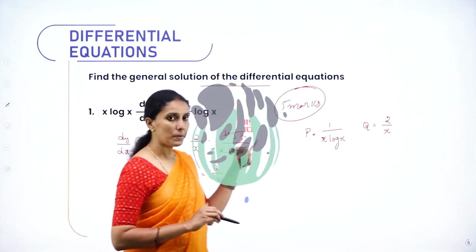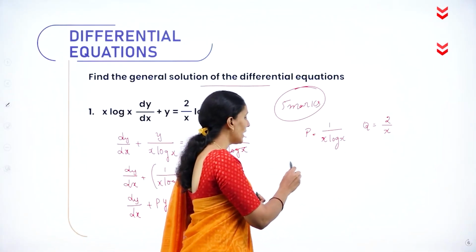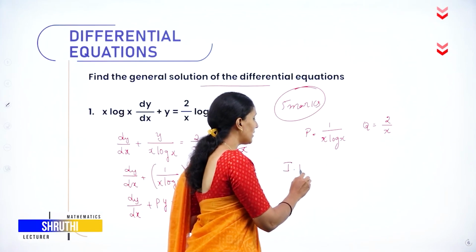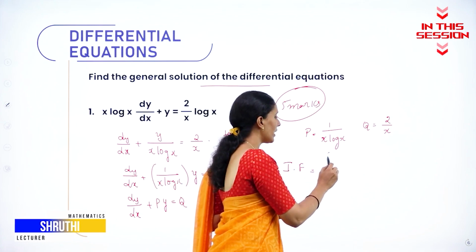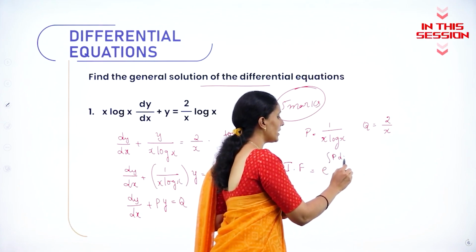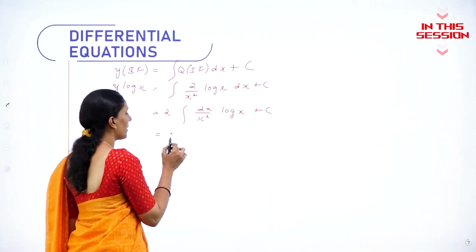After finding what is P and Q, the next step is to find out the integral factor. How to find the integral factor of this form? Then it is equal to e to the power integral of P into dx. What does our integration by parts say?